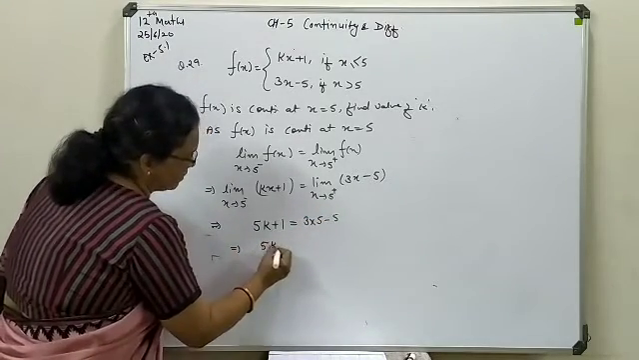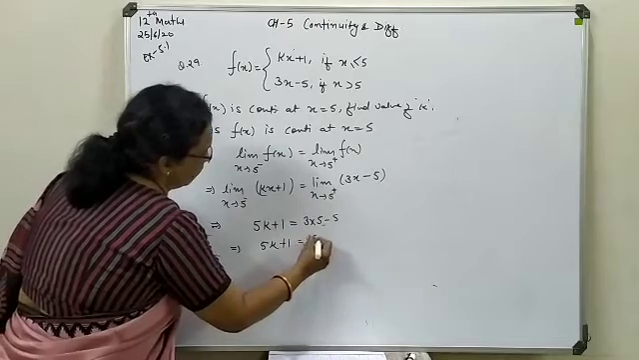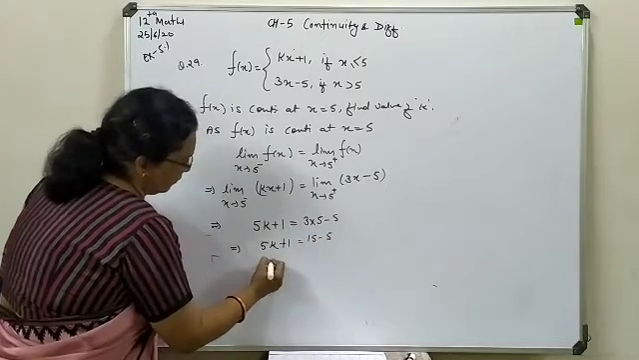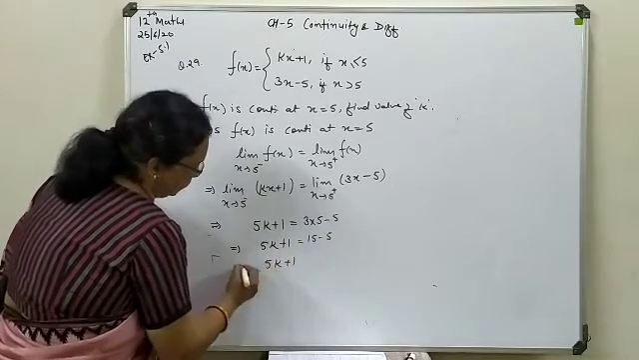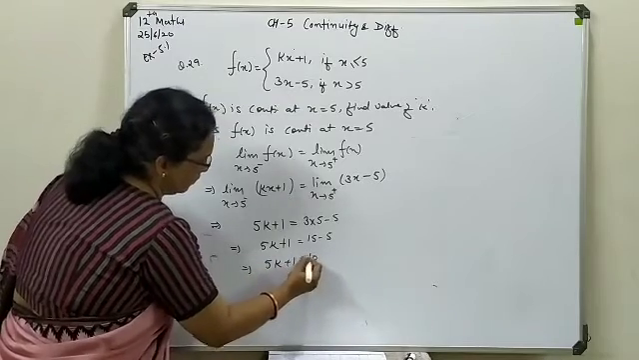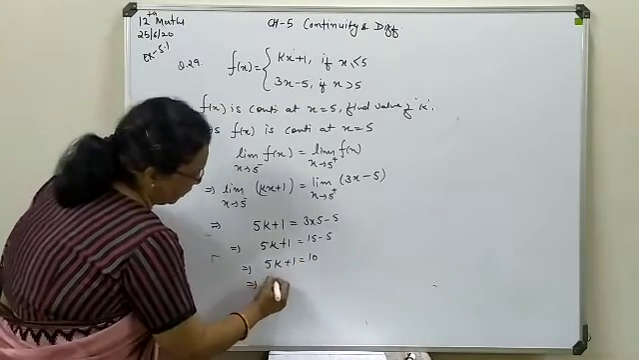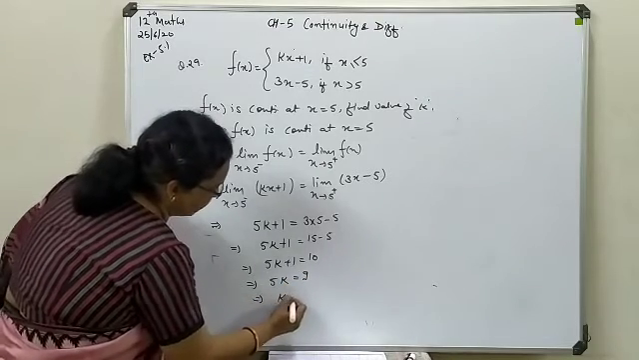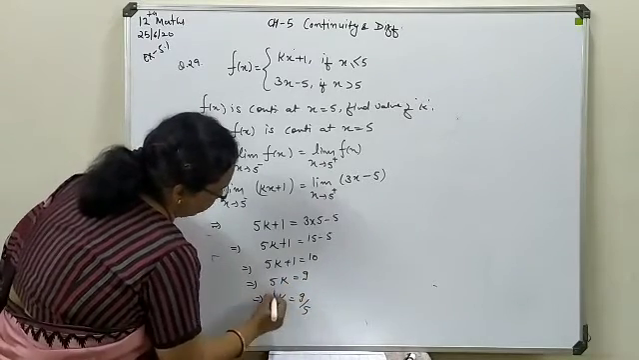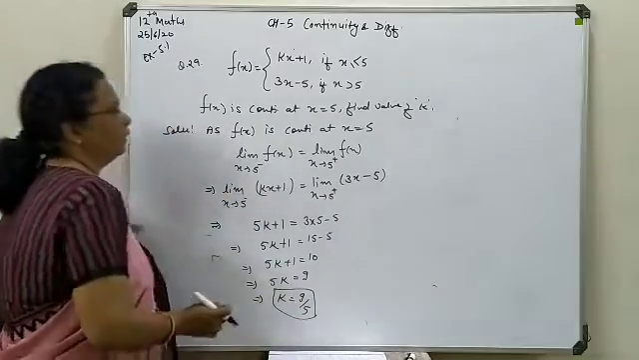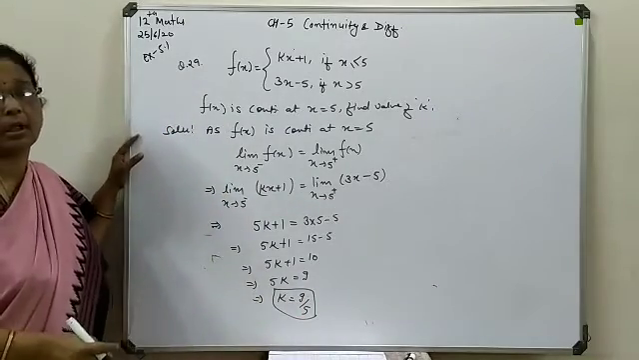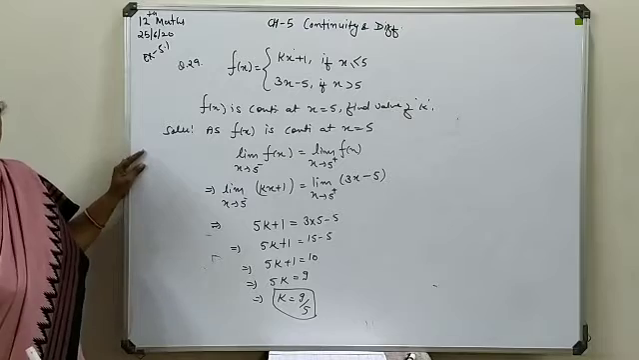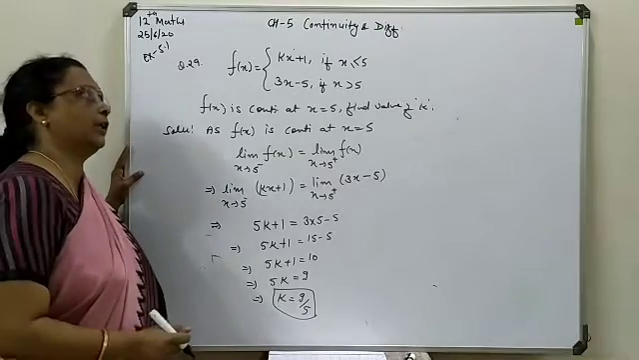This is 5k plus 1, and 15 minus 5, so 5k plus 1 equals 10. 5k equals 10 minus 1, which is 9. So this way your k will be separated out as 9 by 5. So this way any trigonometrical expression or algebraic expression you can solve if continuity regarding any of the function is available.